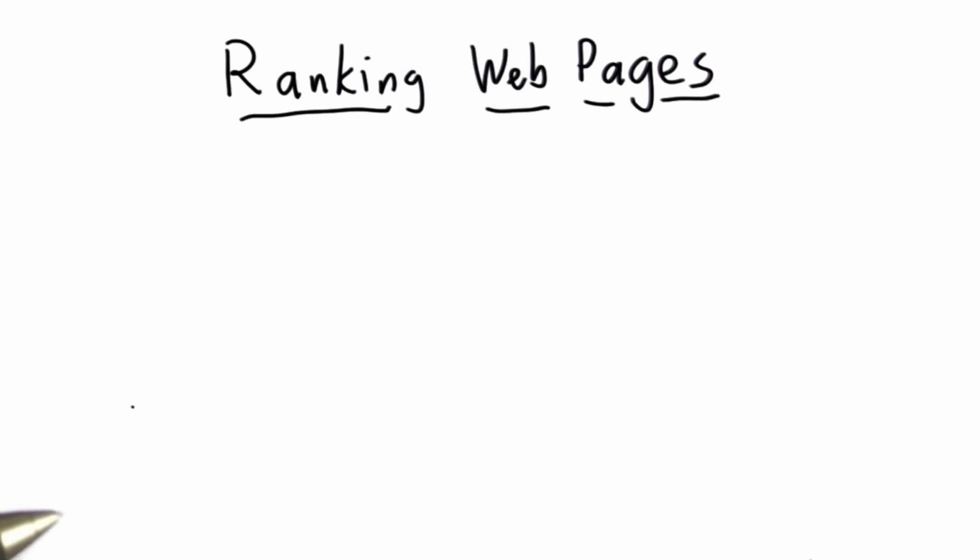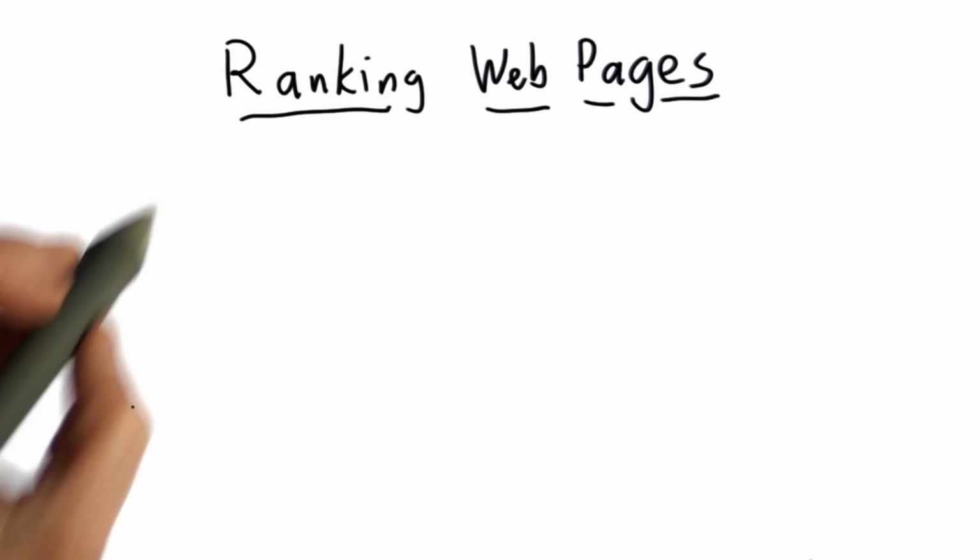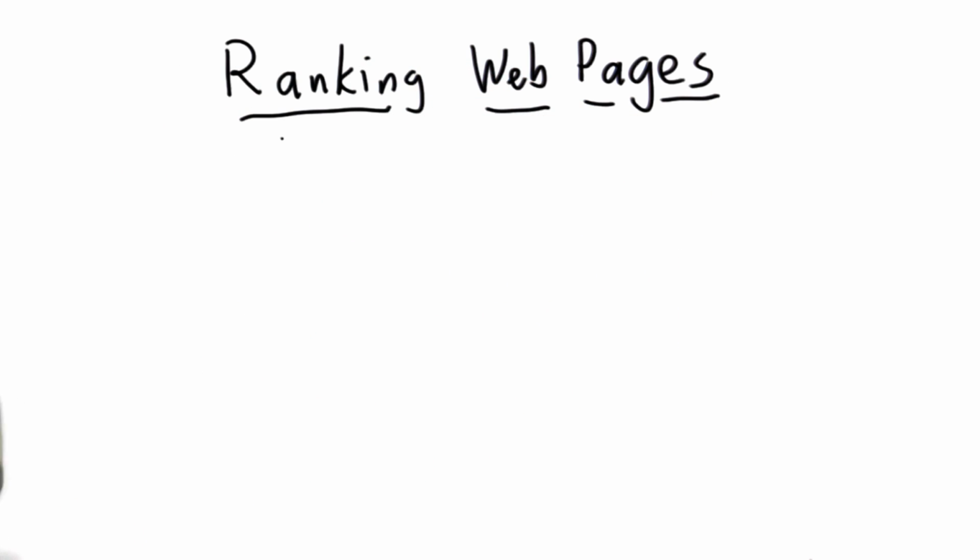What really distinguished Google from previous search engines was they had a much smarter way of ranking pages that produced more useful results, where the first one or two results in response to a search query were often the very thing that the user was searching for. So now we're ready to start thinking about the problem of how to rank web pages.